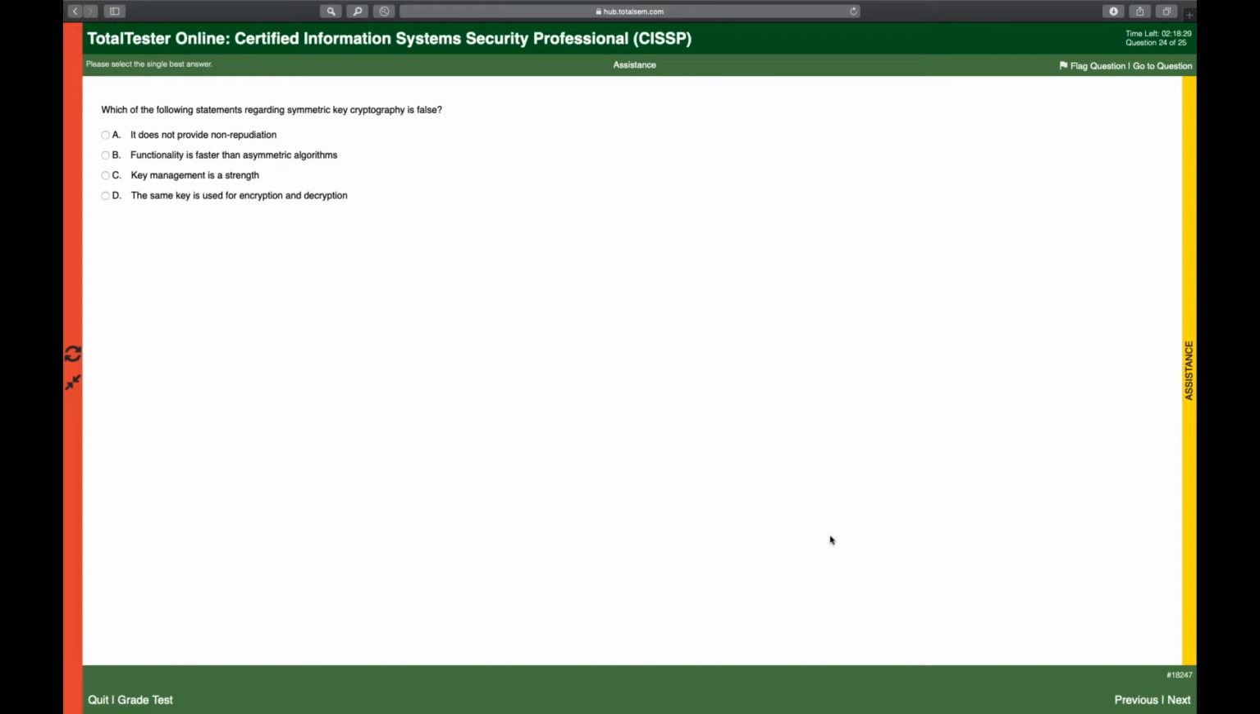Wait. Key management is strong. I'd say C. Charlie. Yeah, I read that wrong. I thought they meant key length. I'd say Charlie. Yeah, I'm picking Charlie. It's got to be Charlie.